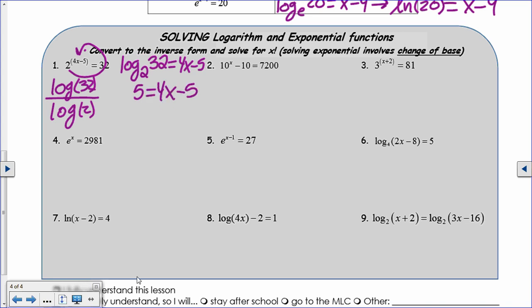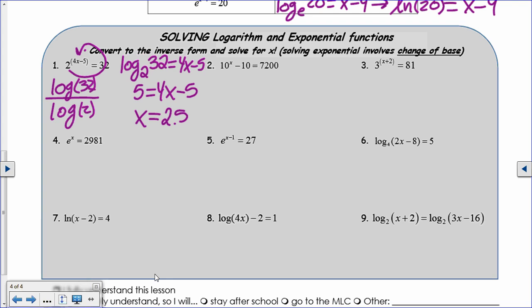See how it became a lot more simple all of a sudden? So now how did I finish solving that? Add 5, divided by 4. 10 divided by 4 is 2.5. So your x is 2.5. That's what I solved.